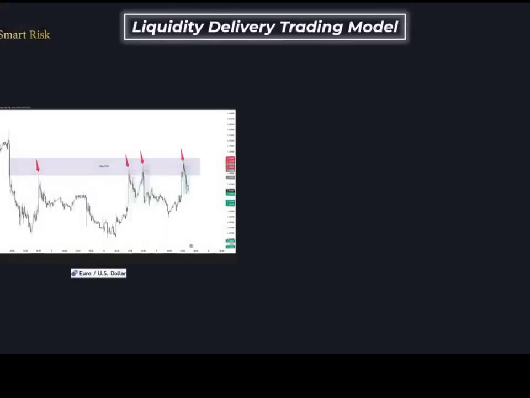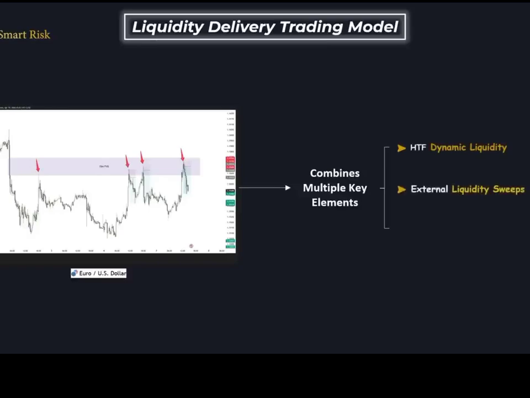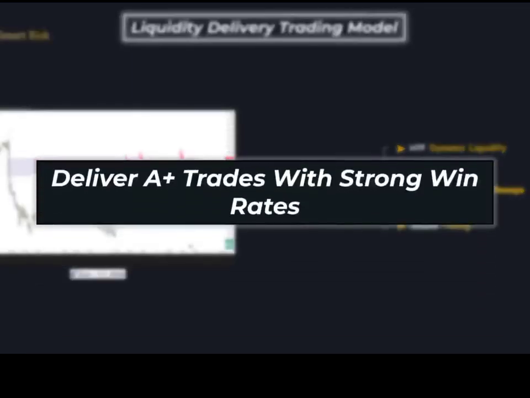This powerful trading model is one of the most effective strategies you can use in today's markets. It works so well because it combines multiple key elements into one complete system. Higher time frame dynamic liquidity delivery, external liquidity sweeps, and session timing, all aligned within a single trading plan. And when all of these factors come together, they create high probability setups that can consistently deliver A-plus trades with strong win rates.